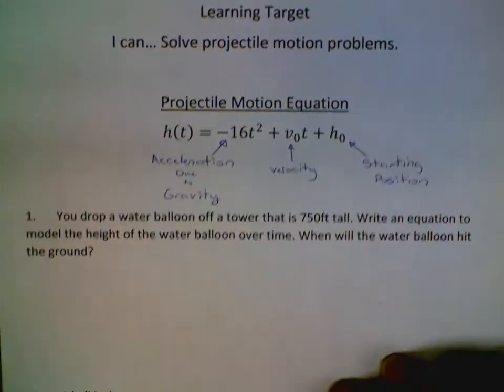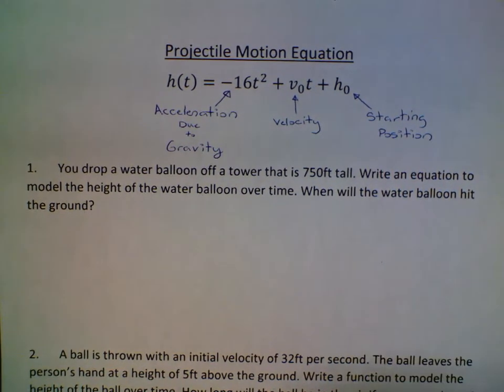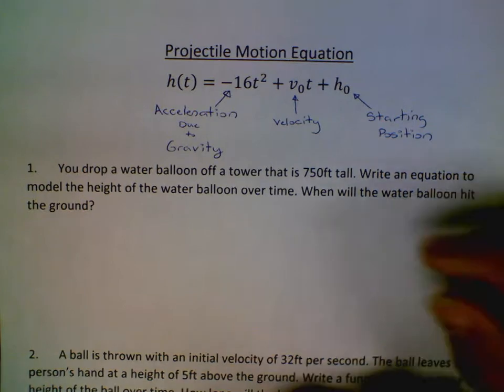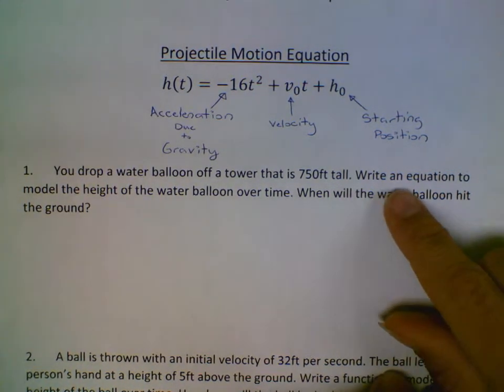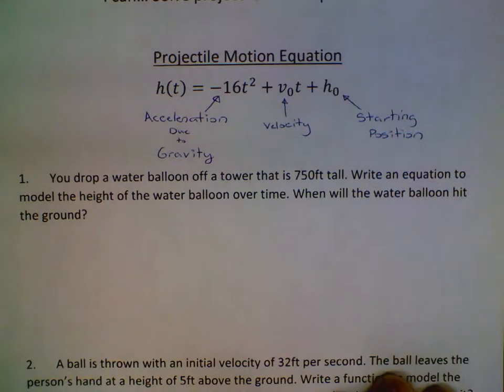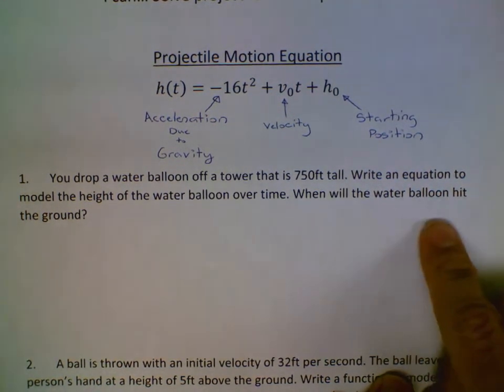So in number one, it says you drop a water balloon off a tower that is 750 feet tall. We need to write an equation to model the height of the water balloon over time and then figure out using that equation when will the water balloon hit the ground.